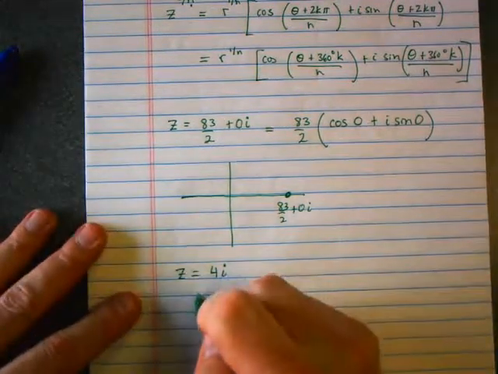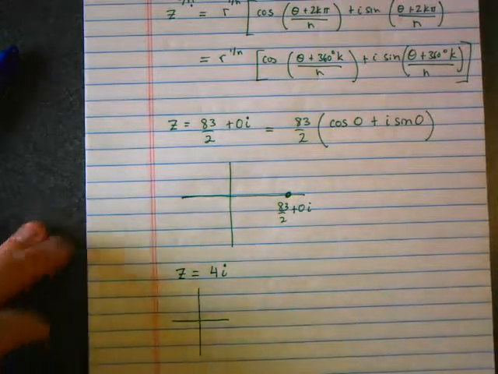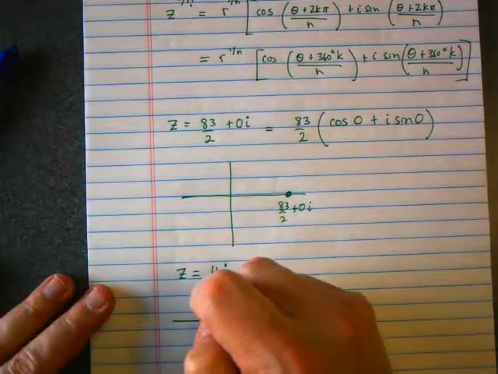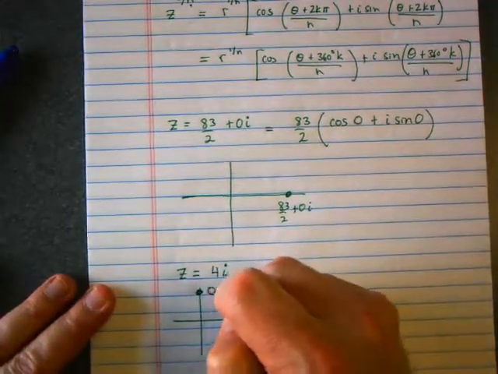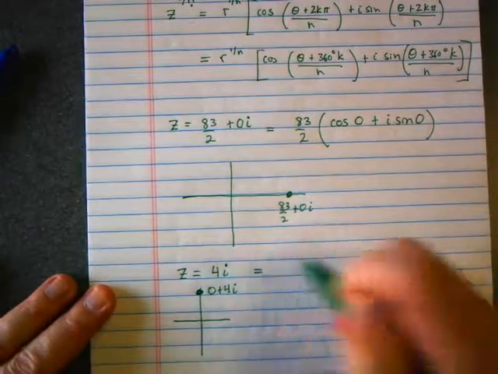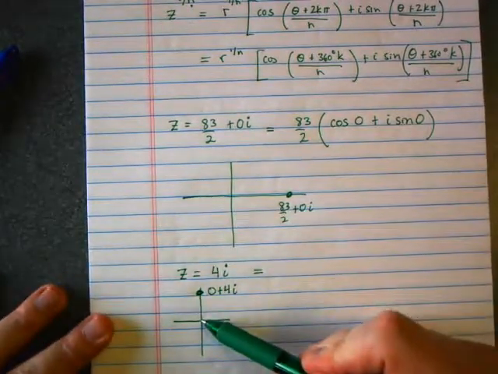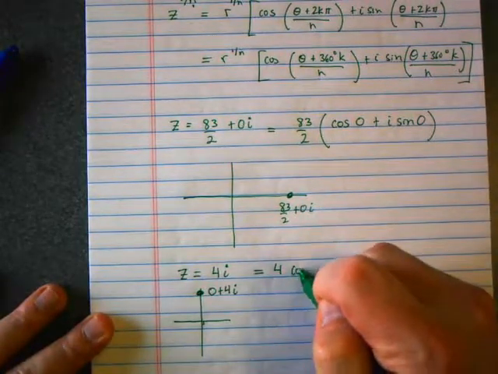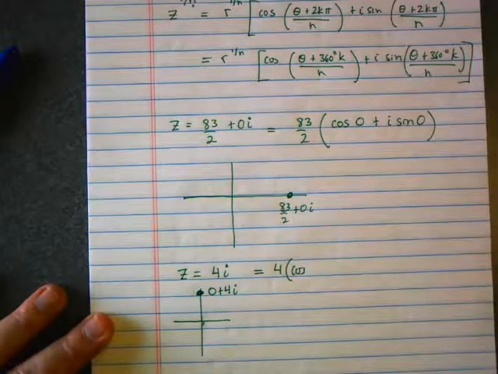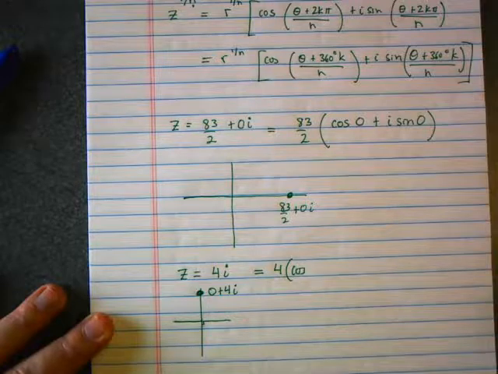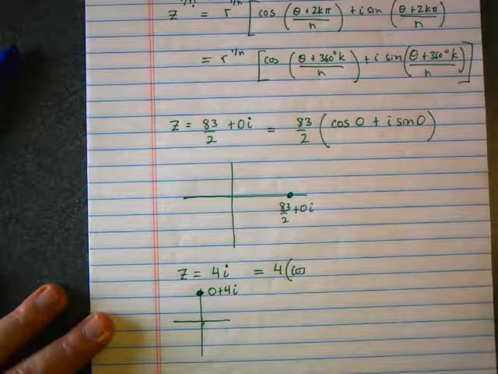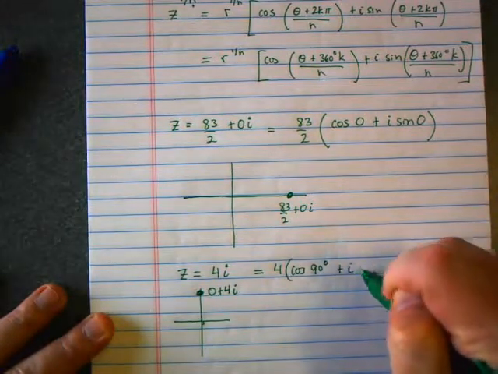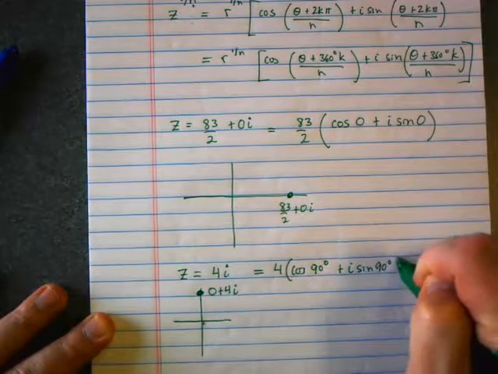All right, first thing we need to do is write that in polar form. It's right here. It's really 0 plus 4i. So how long is it? How far is it from here to there? The length is 4. Cosine, what's the angle? 90 degrees. Or pi over 2, which one do you want to use? 90 degrees plus i sine 90 degrees.